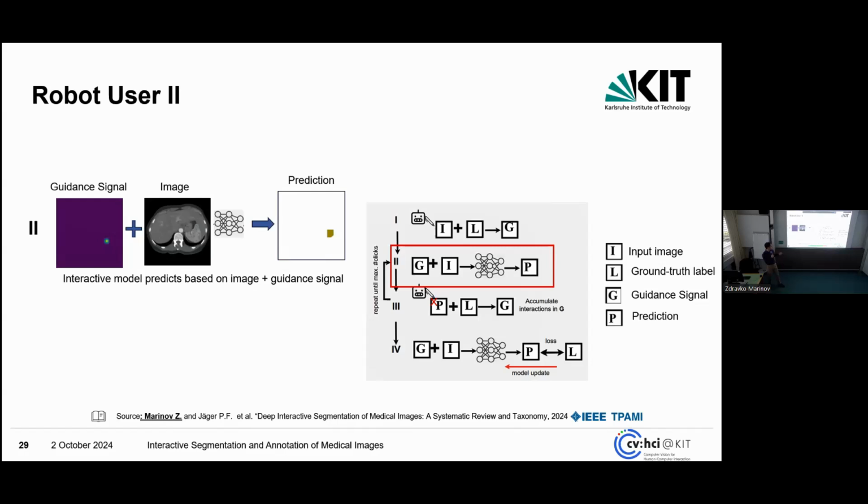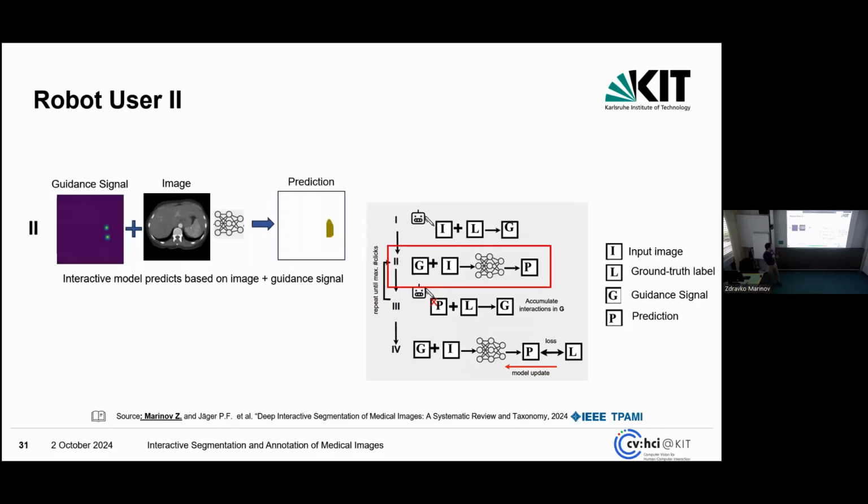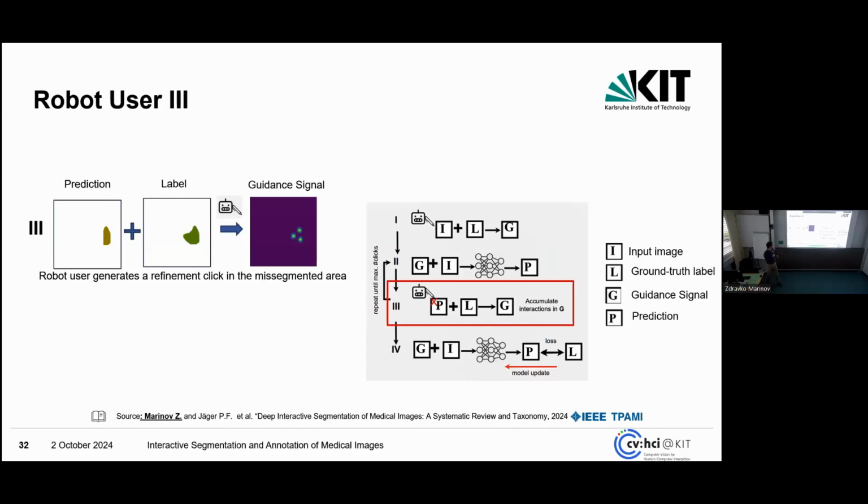So then you enter this iterative refinement loop, and this is the key to the interactive segmentation process. Because in this case, you can look at the label, you can look at the prediction, and then correct this and rectify the wrong areas. So you look at the prediction and add a guidance signal again in the area where the model has made a mistake. You repeat this again, you look at the image, you look at the guidance signal, you predict, you compare it with the label, the robot user adds a click somewhere in the segmented area.